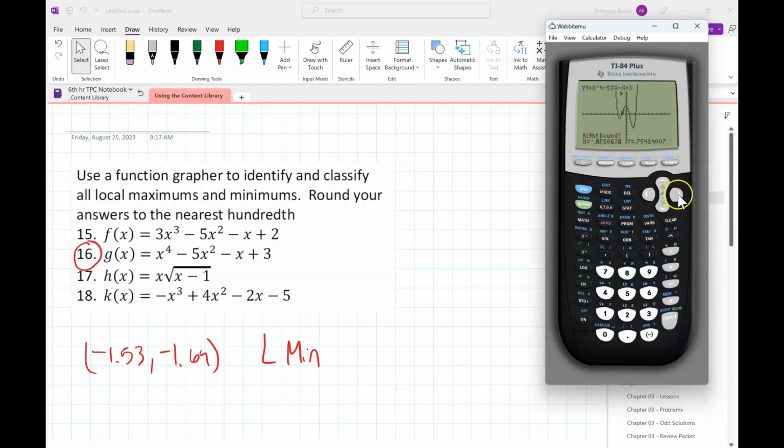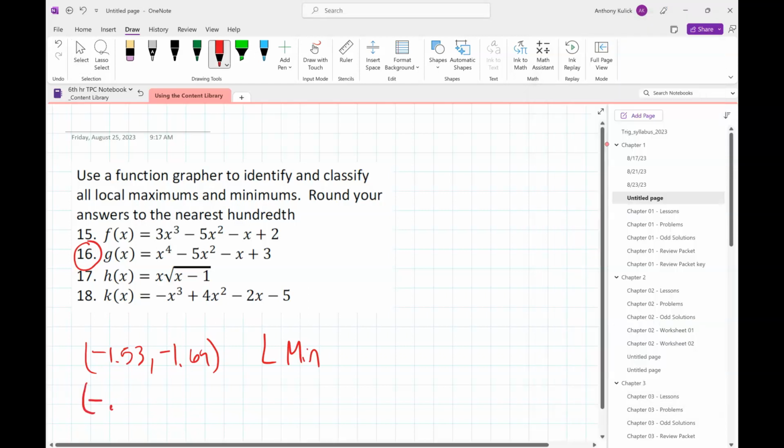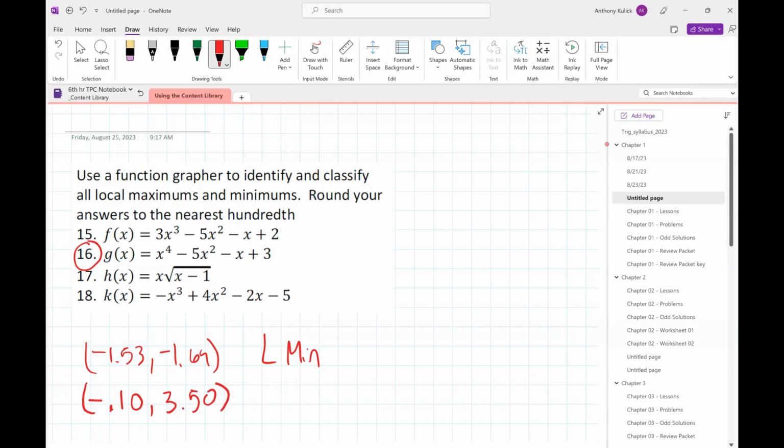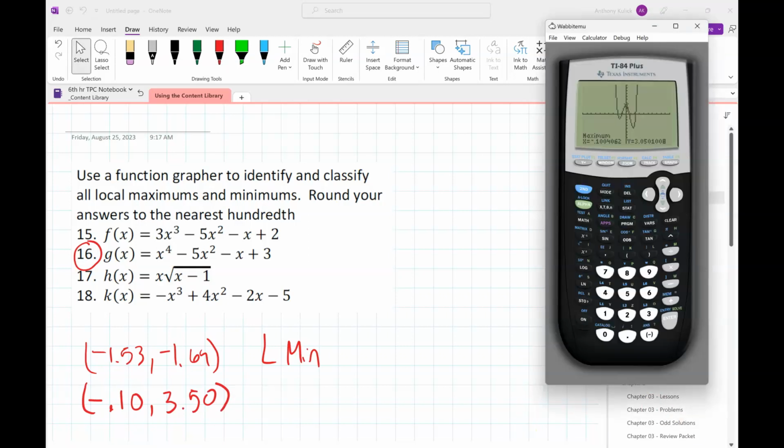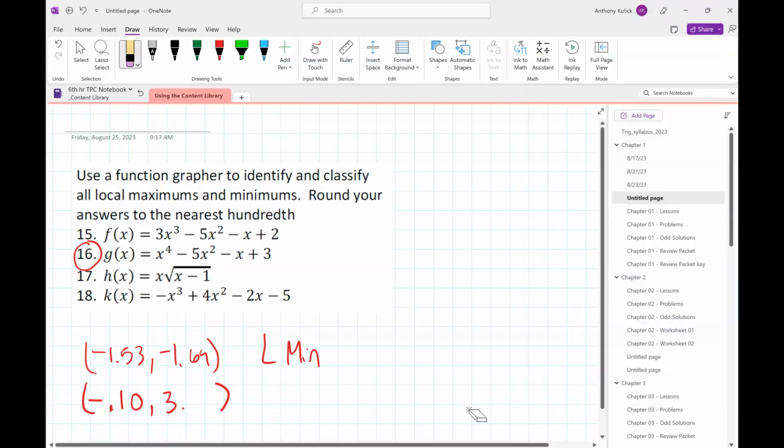And the same thing with the right bound. I'm going to move my cursor, but I don't want to go past that next local minimum. I want to be somewhere in between that maximum and the local minimum to the right of it. And then the guess doesn't really matter. So my next one is negative 0.10305, or 350, I think. Not 353. Oh, it was 305.